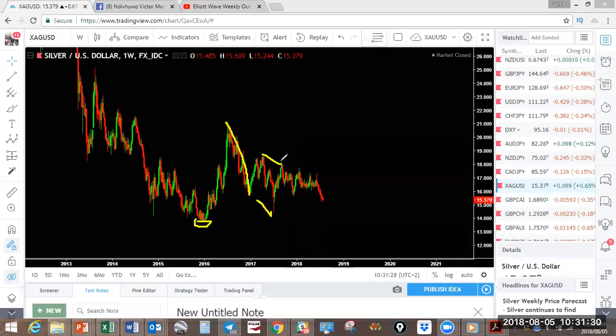Let's get this one here. This 1, 2, 3 here. And that 3 should be almost the same size as this one. So if I check that, we'll be expecting silver to end around, that will be incorrect.